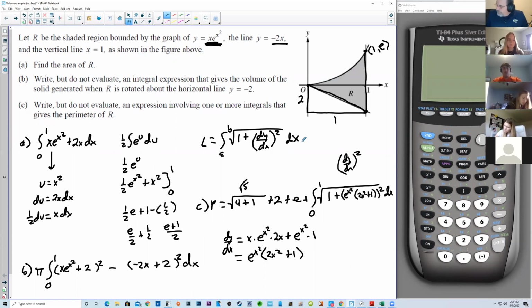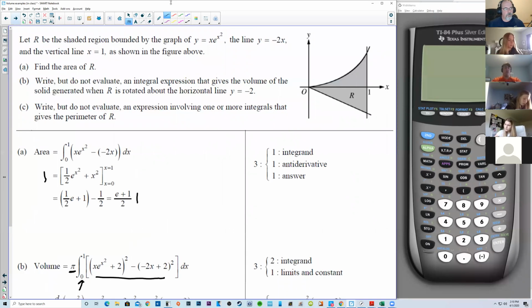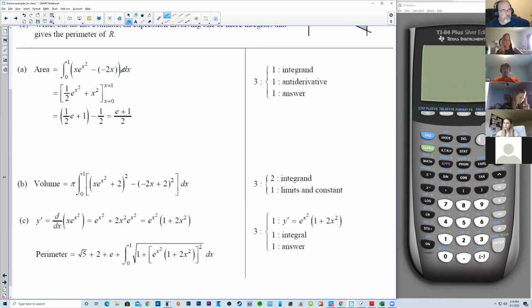Any questions? I did this last period. Not a big deal. 1 for the integrand, so 1 for all of that right there, 1 for the antiderivative and 1 for the answer. That's pretty straightforward. 2 for the integrand, maybe 1 for each of those, and then 1 for having the limits and the constant. Here, we needed to show the derivative, so they're looking for that for 1 point. They want the integral, and then the rest of this is probably worth 1 for the answer.